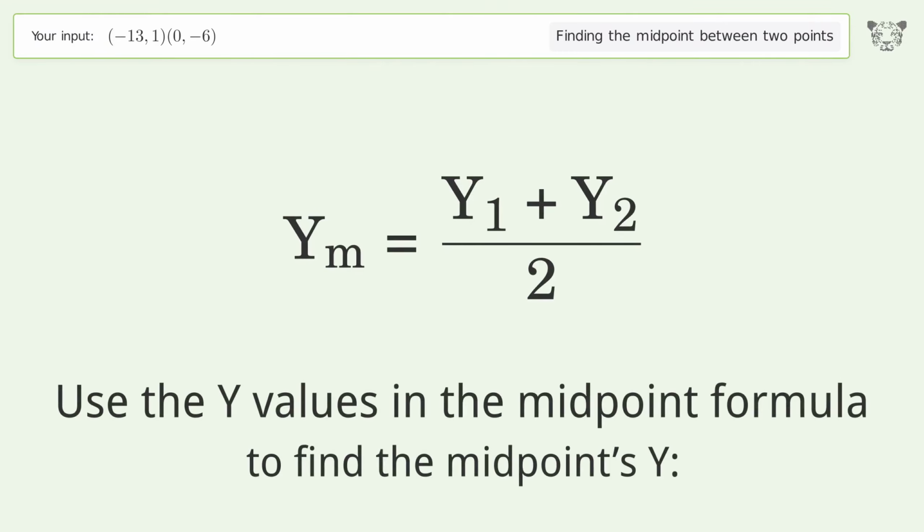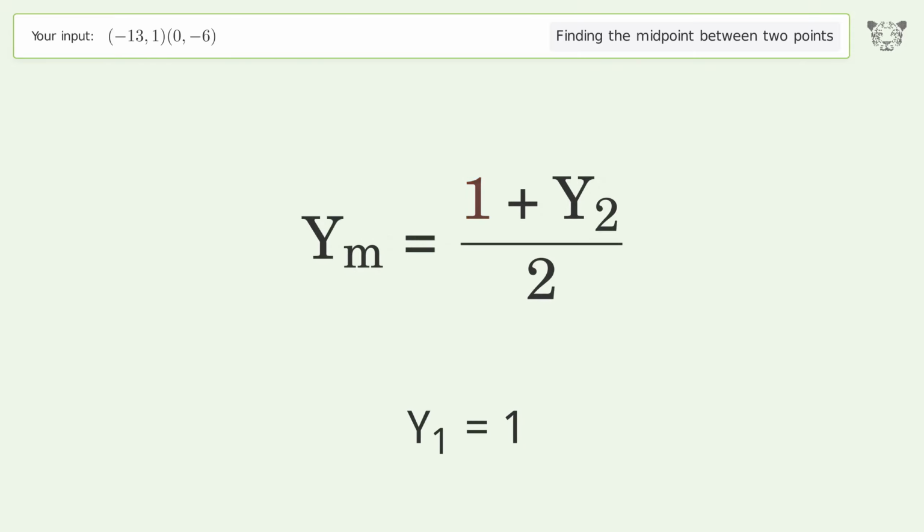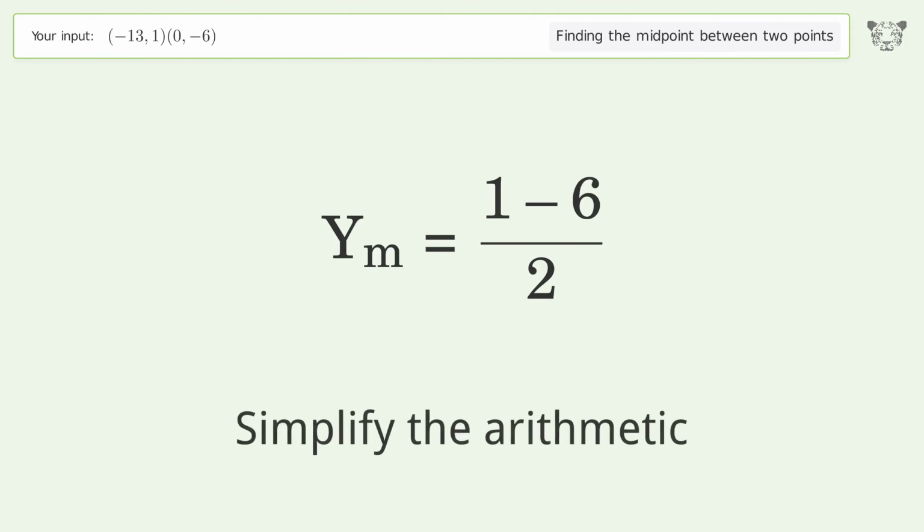Use the y values in the midpoint formula to find the midpoint's y. y1 equals 1. y2 equals -6. Simplify the arithmetic.